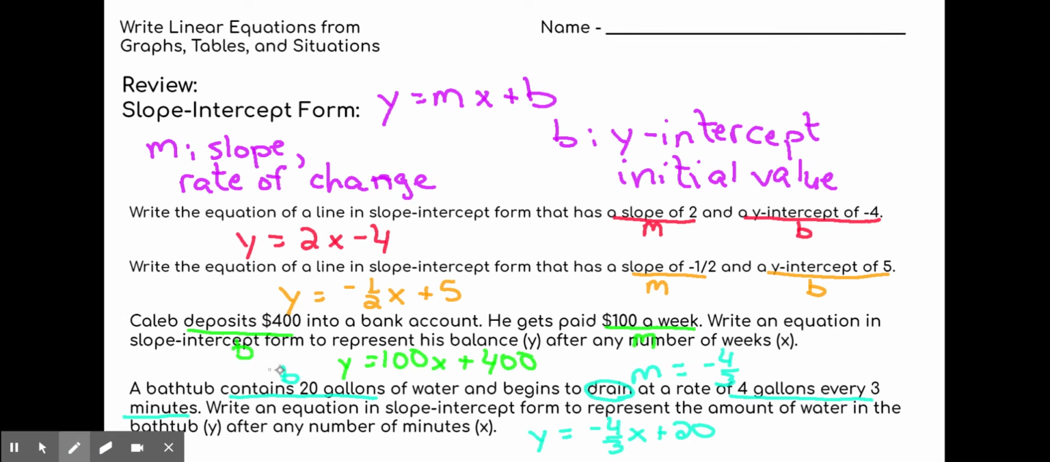Okay, so the bathtub contained 20 gallons. That's our initial value, our y-intercept plus 20. It's draining, so our rate of change is negative at a rate of 4 gallons every 3 minutes. So it's going down 4 gallons every 3 minutes. So our equation is y equals -4/3 x plus 20.